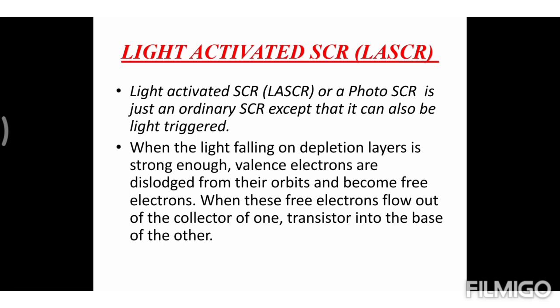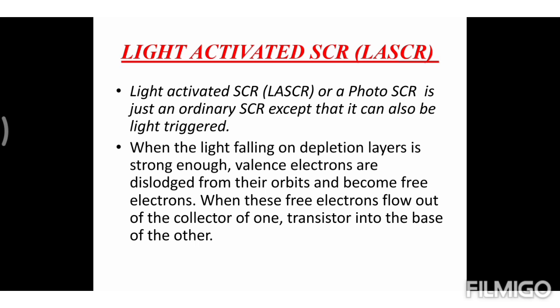So in an SCR normally the gate is operated by using a triggering pulse, but in light activated SCRs we are going to use light rays for operating the SCR. So a light activated SCR is also called a photo SCR. It acts like a normal SCR, but the basic difference is the triggering. So let us see how this light activated SCR is operated.